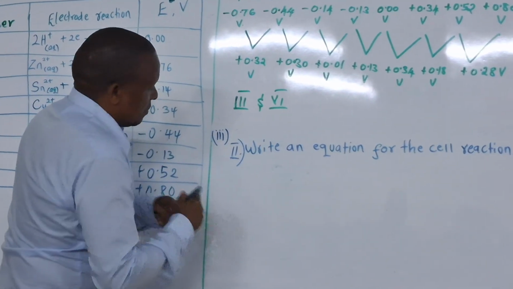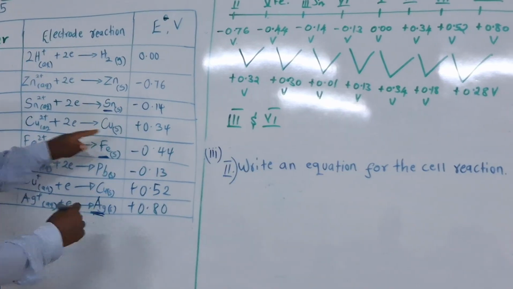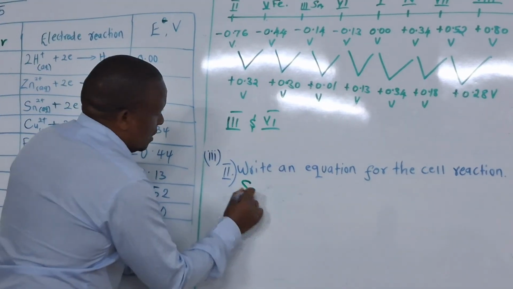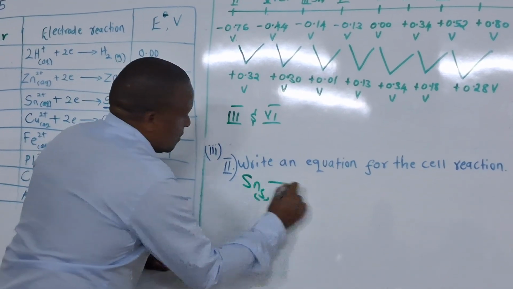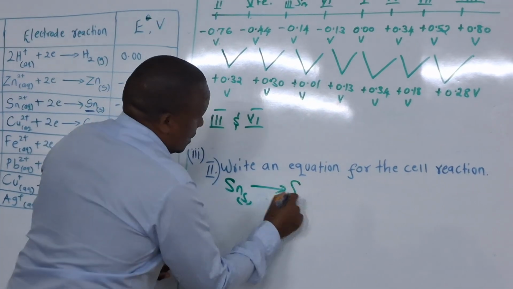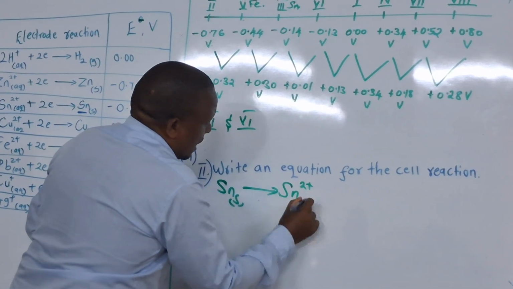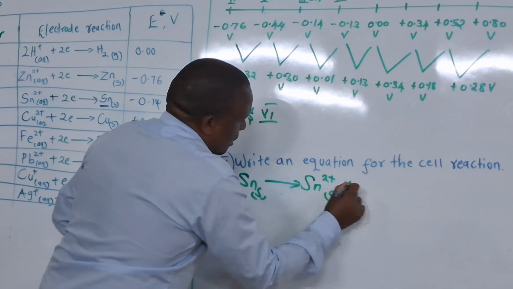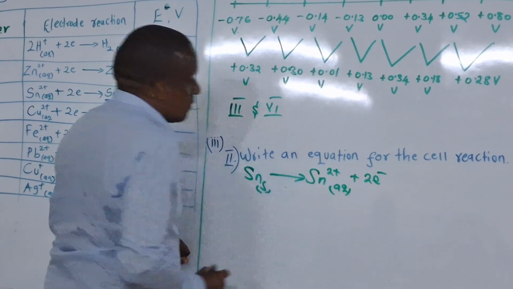Tin, this is the equation for tin. So we reverse the equation for tin. So we'll have tin, which is a solid, losing electrons to give us tin ions in aqueous state and 2 moles of electrons. Okay?